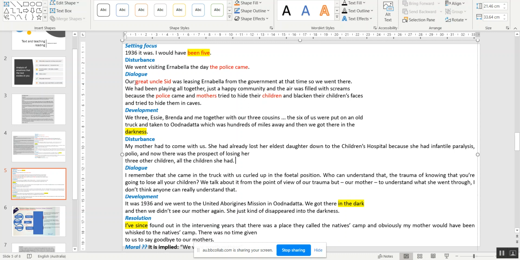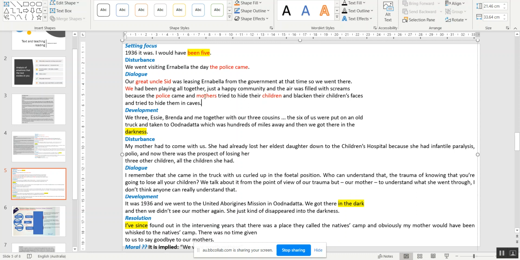Look how many people participated in this person's story. So it's the great uncle, it was the police, it was the mothers, it was we. For some reason I didn't mark we. Okay, we. So there's us, there's Uncle Sid, there's the police, there's mothers, there's children, right? All of that. And then you can analyze the effect that the way he put it has on you, the emotional effect it has in you.